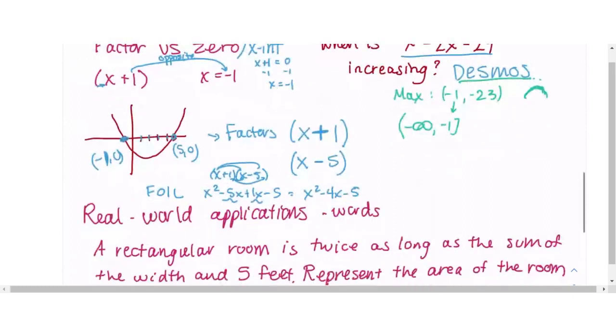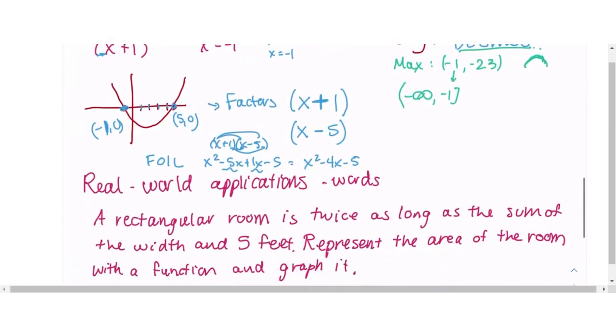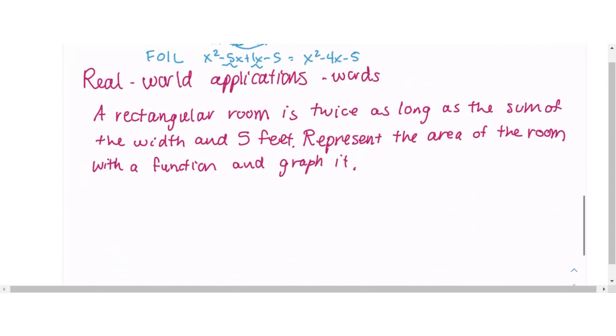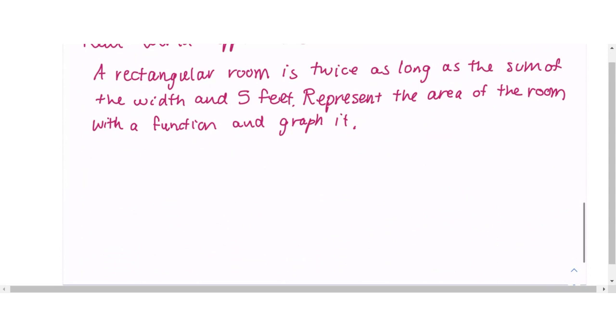Then the real world applications on the F.IF.7c had to do with words, not just pictures. So here's an example. A rectangular room is twice as long as the sum of the width and 5 feet. Represent the area of the room with a function and graph it. So let's remember, what is the area of a rectangle? Area of a rectangle is the length times the width.